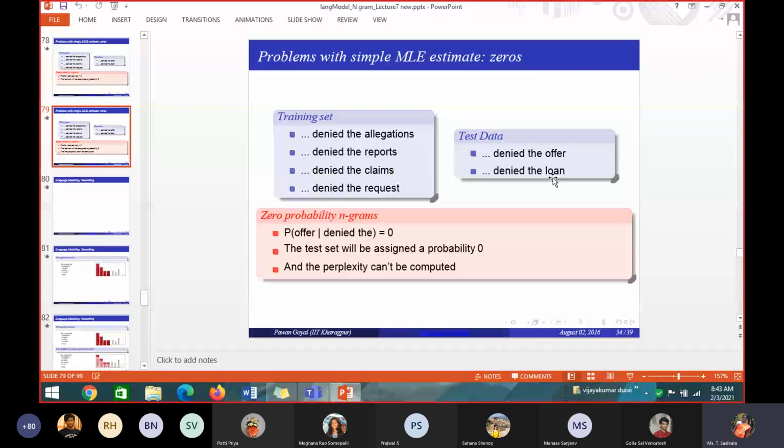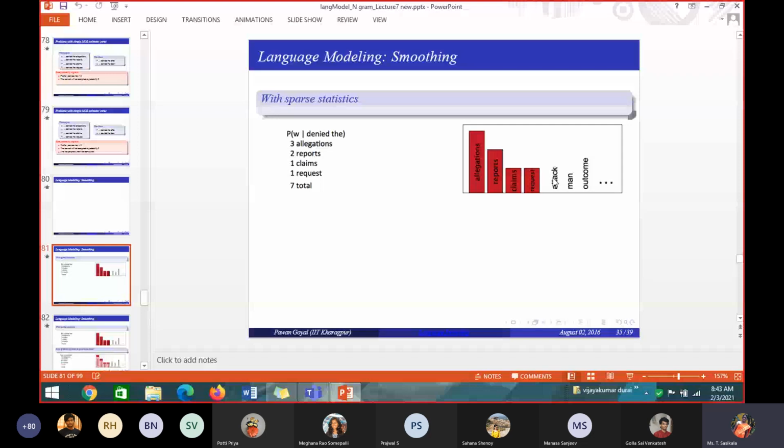Now, denied the allegation. I am finding out how many times each trigram occurs in the training data. Denied the allegation occurs 3 times. Denied the report occurs 2 times. Denied the claims occurs 1 time. Denied the request occurs 1 time. Take this example: denied the attack, denied the man, denied the outcome.